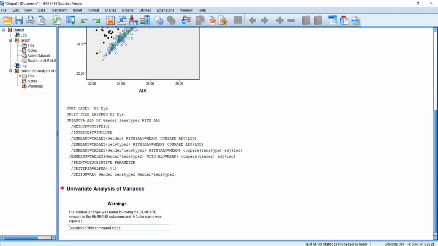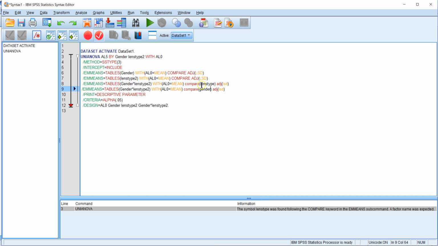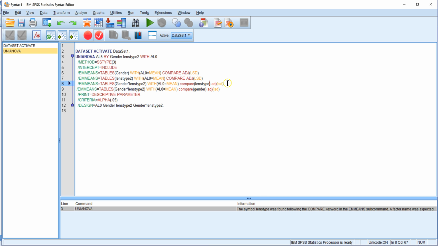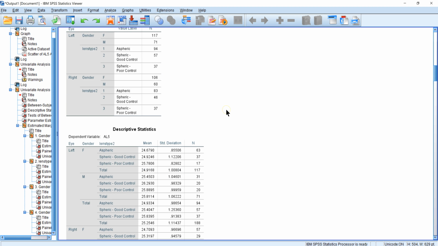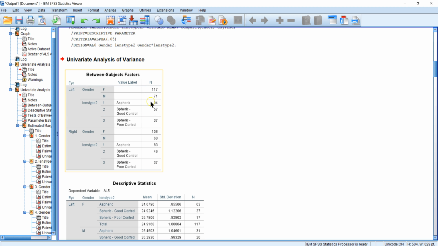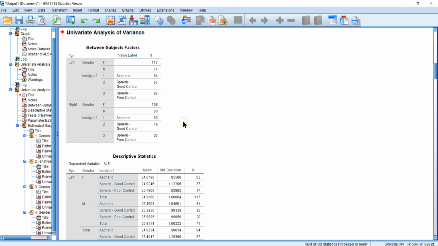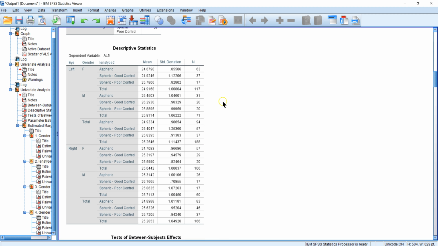Okay. So let's pause here. Let's get back to syntax. I'm doing lens type 2, so I need to put a 2 in there. All right. And here we get the number of subjects we have in each group for each eye. It's split between the left and right eye. We get the number of subjects. This is going to be useful for when we compute our confidence intervals, and we need to know the ends.